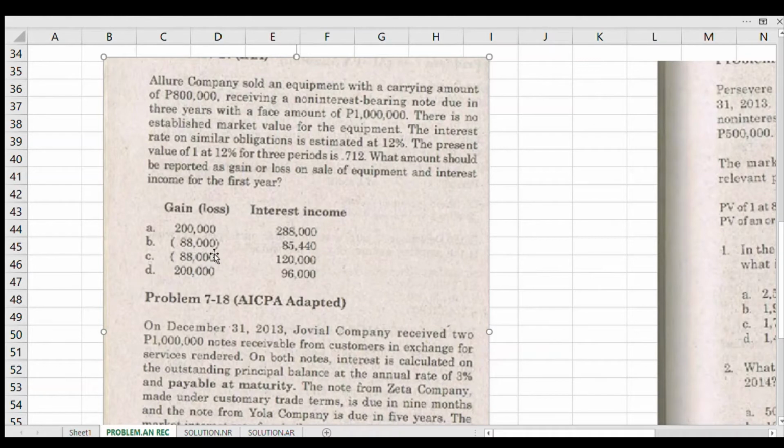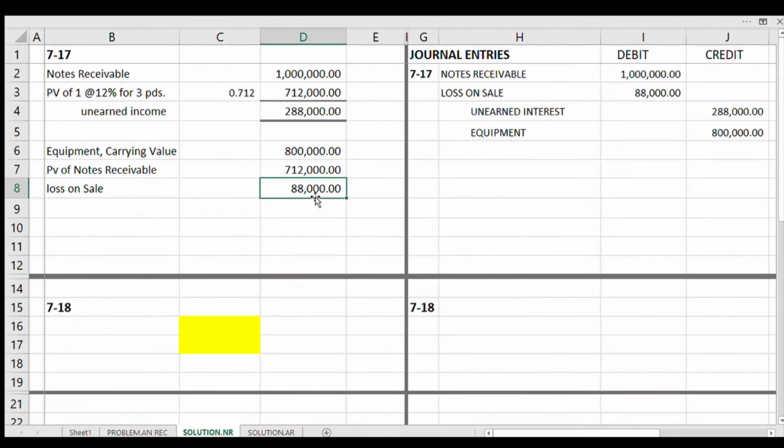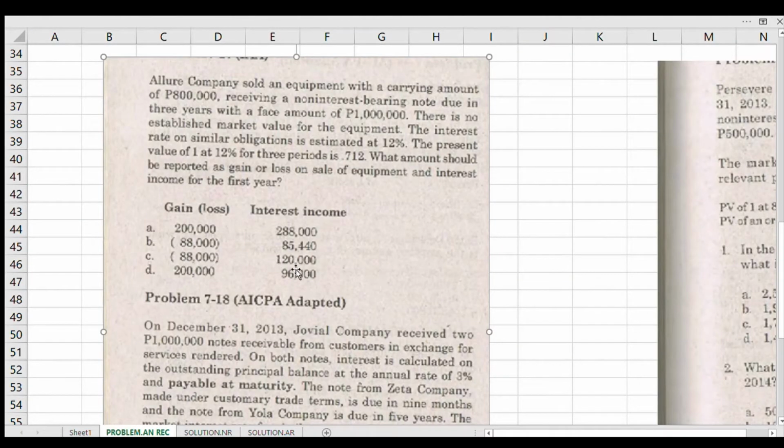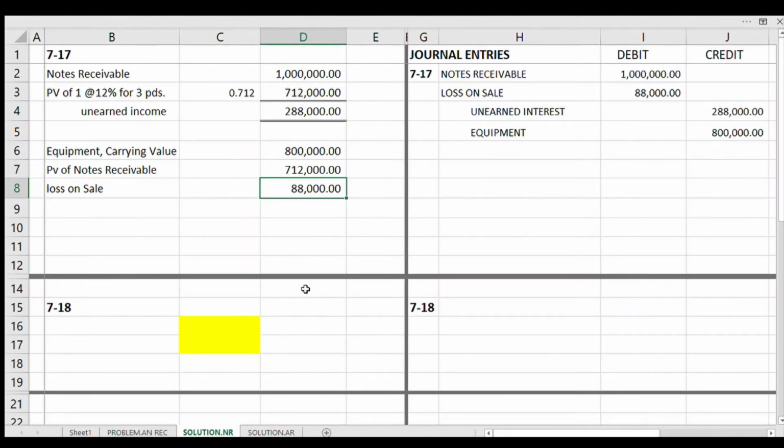Okay, there were items which look familiar, ano? So we will see other information. We have the loss on sale as 88,000. Okay, and the other question was, what will be the interest income? Okay, so let us see what will be the interest income.